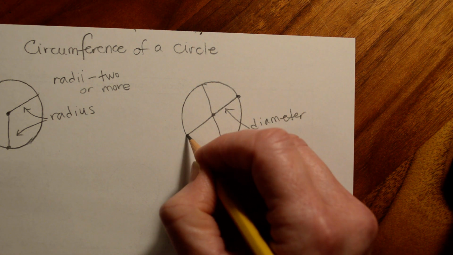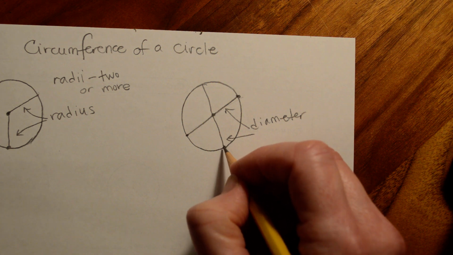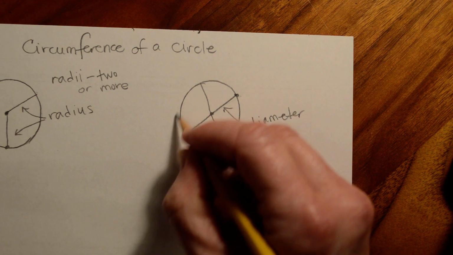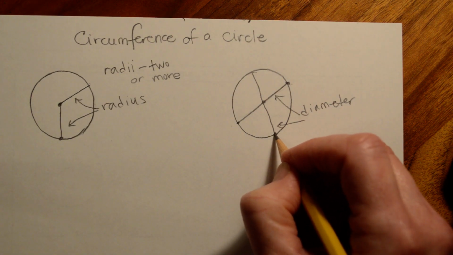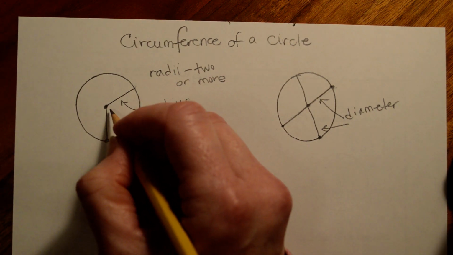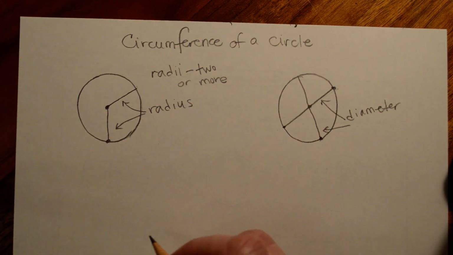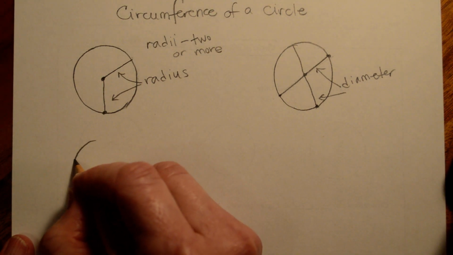So it's not that there's only one, it's just usually we only draw one in the center, but there are infinitely many diameters because there are infinitely many points on the edge of the circle for us to start at and then go to the other side. And then same thing here. There's not just a single radius, although we usually only draw one. Okay, so let's get to talking about the circumference.